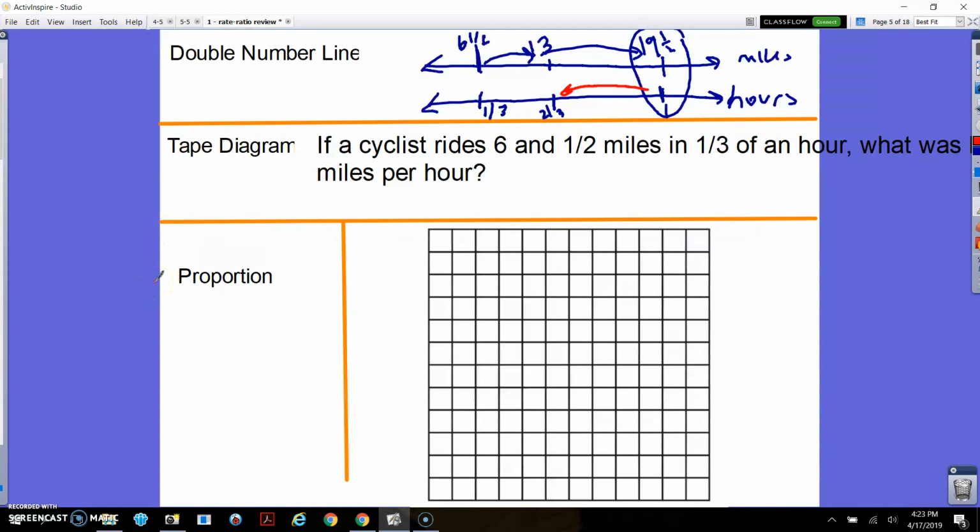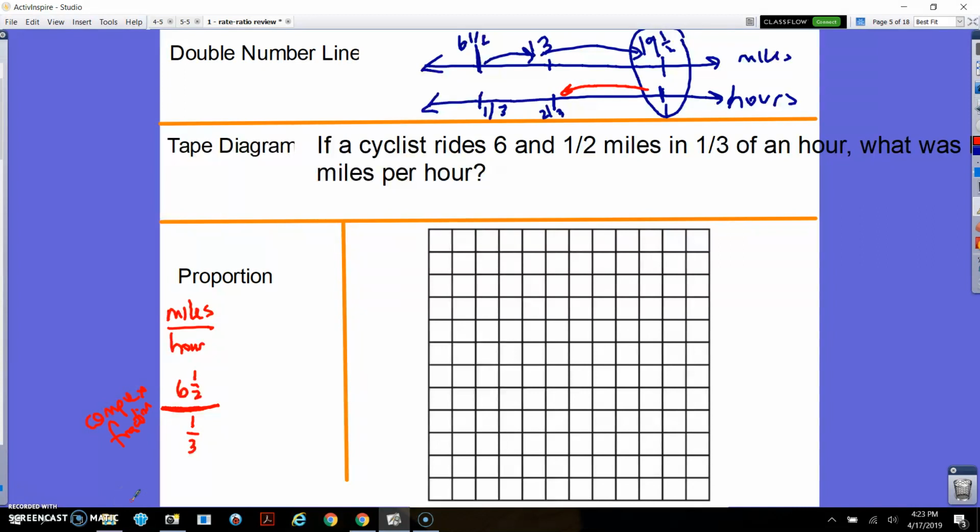Proportion strategy was the one you all tended to like the most. I would set it up and say, okay, I'm going to make all my proportions be miles per hour. And I know that one part of my proportion is 6.5 miles in 1/3 of an hour. This is weird looking, but it is still going to work for us in the proportion strategy. It's weird to have a fraction in a fraction. And when that's the case, we're going to call that a complex fraction.